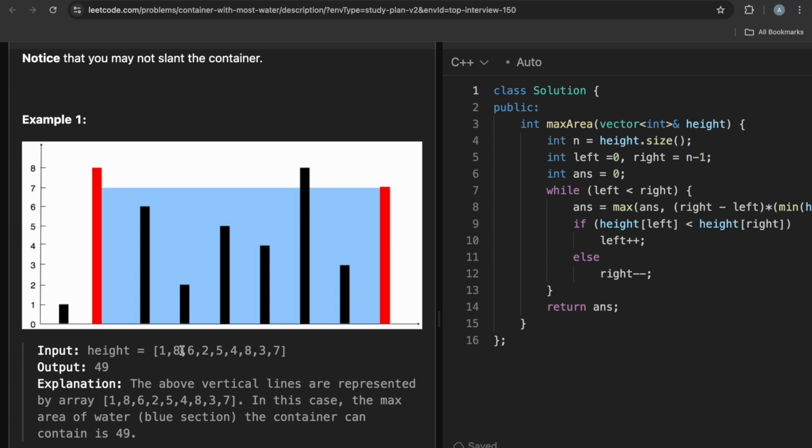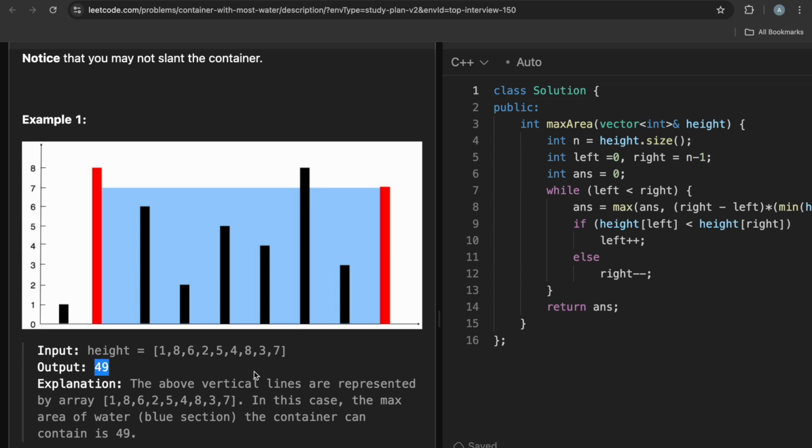So this is the first index, and the indexes go 0 1 2 3 4 5 6 7 8. So this is the 8th index. 8 minus 1 is 7, and then it will be multiplied with the minimum height out of these two. So the minimum height out of these two is 7. So 7 into 7 is 49.